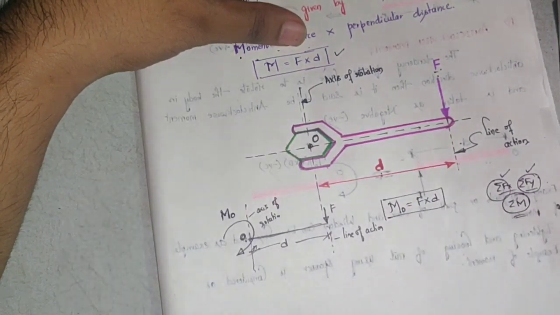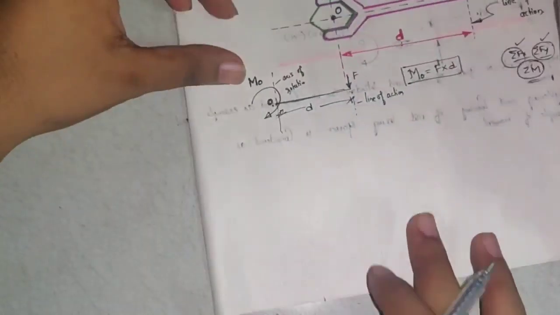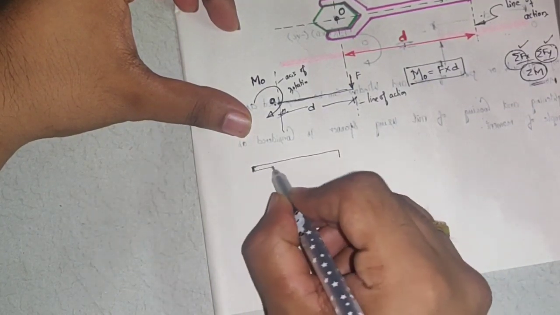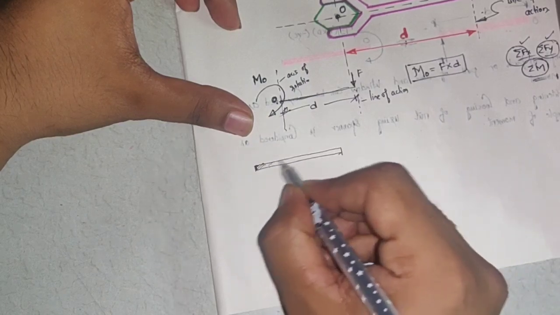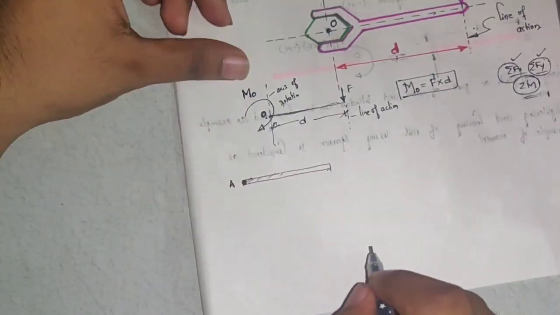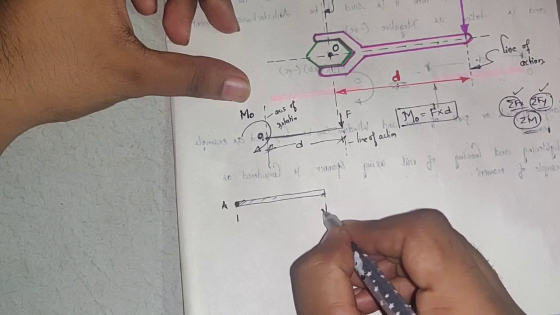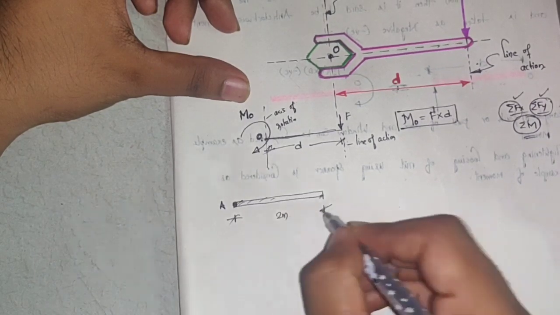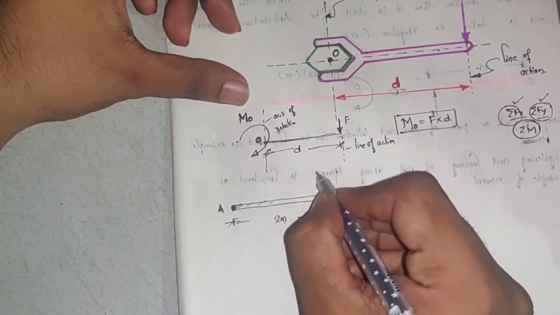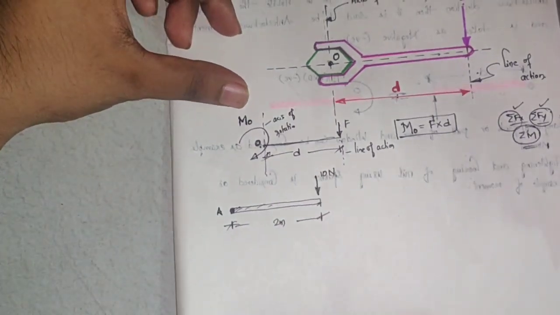To understand more about this force, let me take you through an example of an object like this. There is one object and I'll call this point A. This object is of length 2 meters. And I'll apply one force here, which carries a magnitude of 10 newtons.